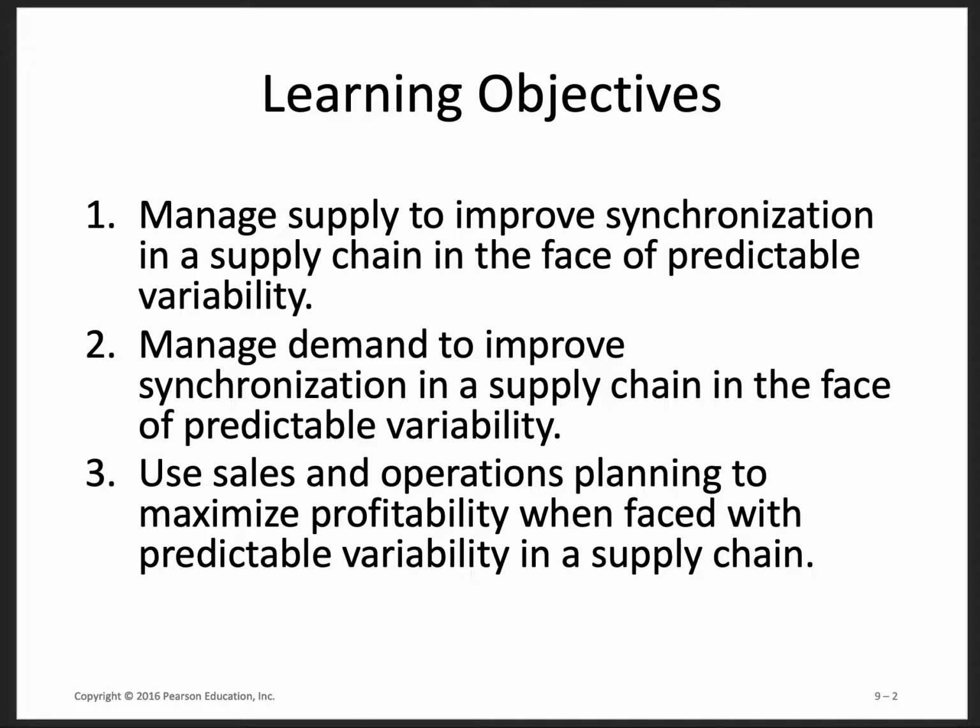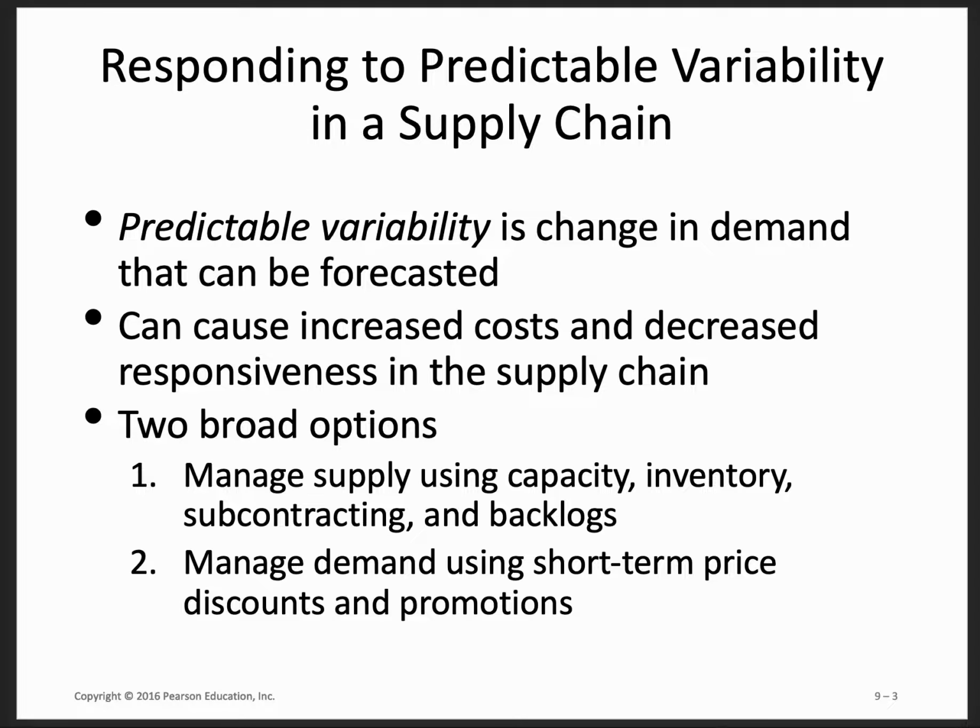So the important things that we'll be looking at is the idea of predictable variability, and the idea of how you can manage this predictable variability by looking at both the supply side and the demand side. So that's what we're going to be looking at. So what is predictable variability, and how can you manage or respond to predictable variability? Well, predictable variability is change in demand that can be forecasted.